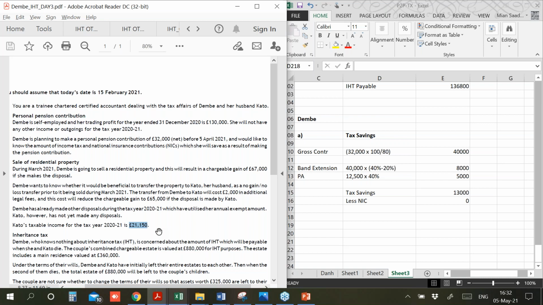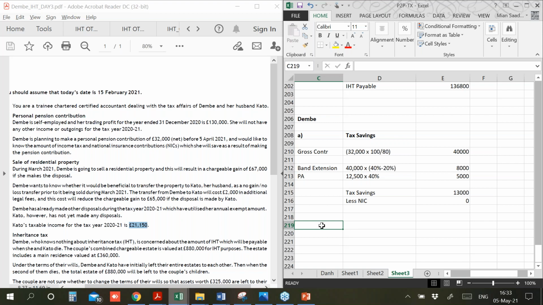So what I'll do is calculate the tax that Dembe will have to pay and compare it with Kato's tax. So I'll be able to calculate the tax savings. Whatever my tax savings is, I will deduct the 2,000 from that because it is an expense that they both have to bear. So let's firstly assume that if the disposal had been made by Dembe, then what would be the CGT? So I'll write B here.